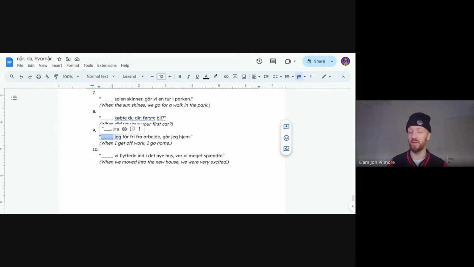Hvornår vi flyttede ind i det nye hus, var vi meget spændte. It is, of course, da. Singular event. When we moved into the new house, we were very excited. Da vi flyttede ind i det nye hus, var vi meget spændte. Sådan.